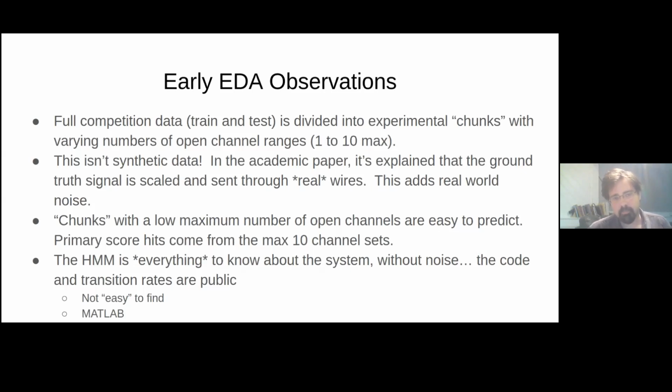The second part is that when you actually run through the paper, the data isn't entirely synthetic. The model's synthetic, so the ground truth is synthetic, but what they actually did was simulate the patch clamp itself, and then pipe it through the actual machine, the wires, everything that's connected to it, so that the noise you're adding on is real-world noise that you would see.